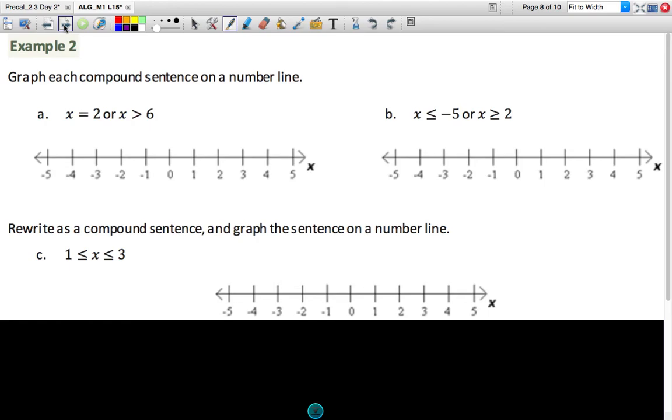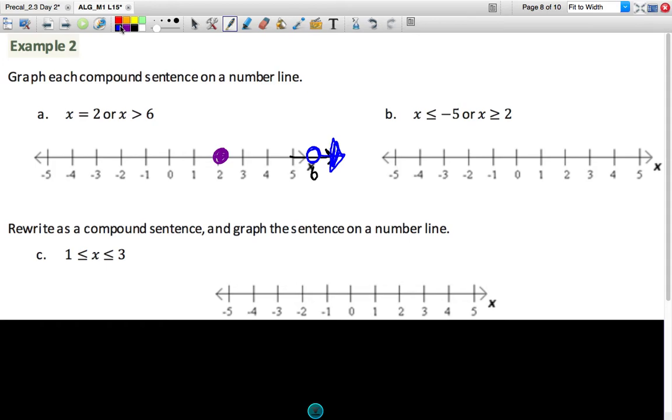Look at example 2. Graph each compound sentence on a number line. X equals 2. Again, if we're graphing it equals, it's simply just a dot. X is greater than 6. Well, 6 isn't on the number line, so we're going to make it. It's greater than, which means it's an open circle, and it's heading to the right.